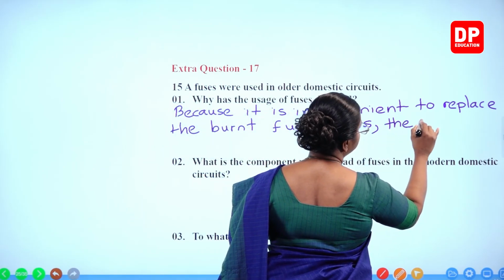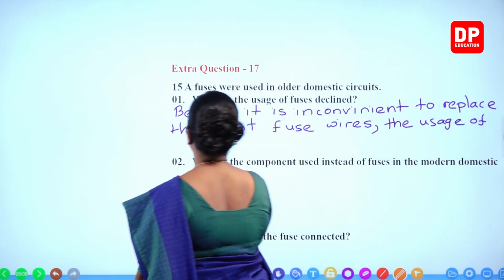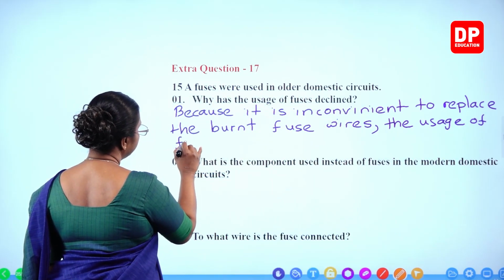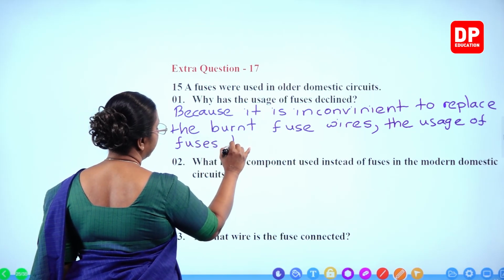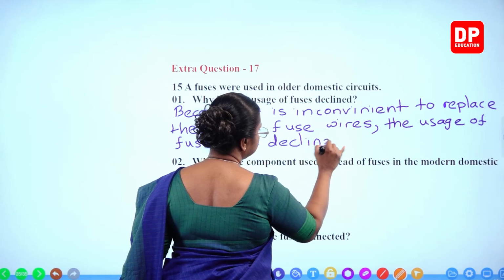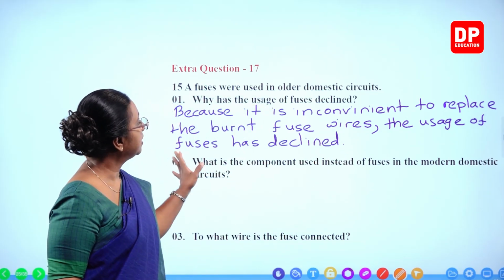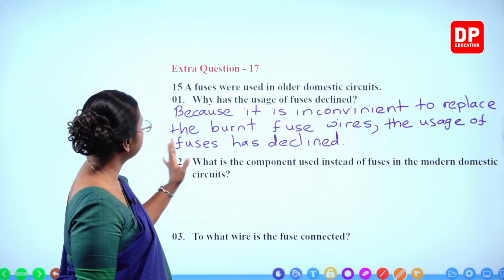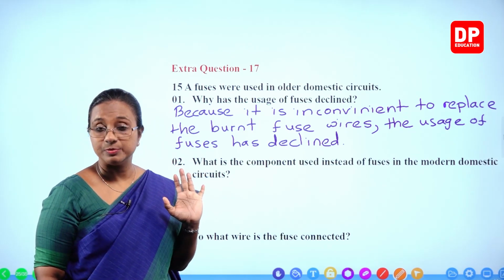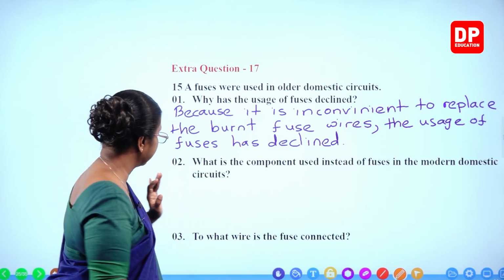The usage of fuses has declined. So that is to complete the sentence. Even if you write, because it is inconvenient to replace the burnt fuse wires, it is more than enough. You give the answer, but here it is a complete sentence.